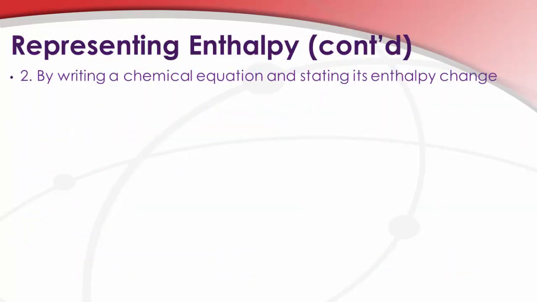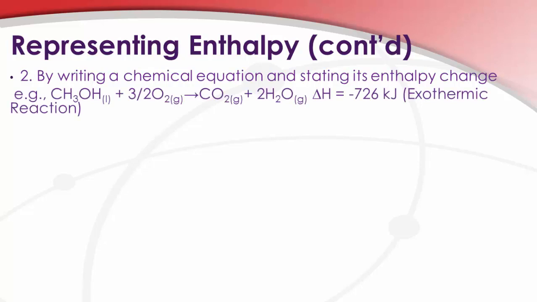Okay, so let's look at a different way to do it. This is the way we've done so much so far. This is the same equation, but instead of writing the energy as one of the terms in the equation, we write beside it a sort of second equation, saying that the change in energy of the reaction as written will be negative 726 kilojoules. And it's still an exothermic reaction. The sign has changed because we've changed it to a delta H communication.